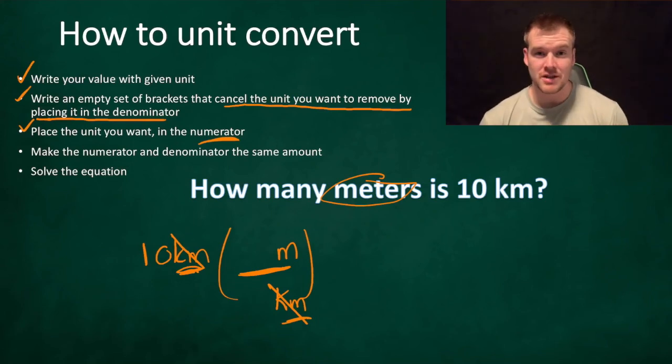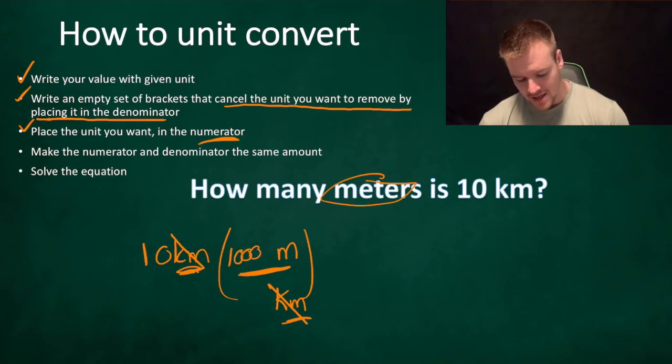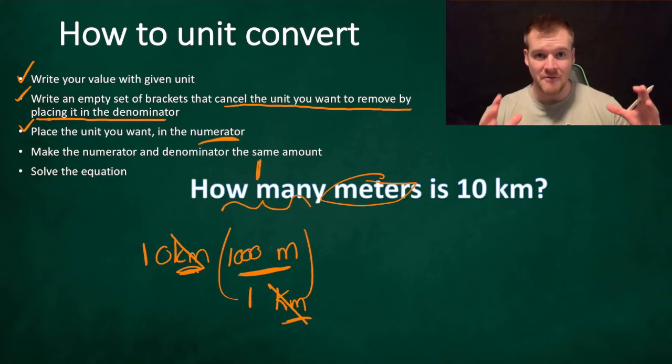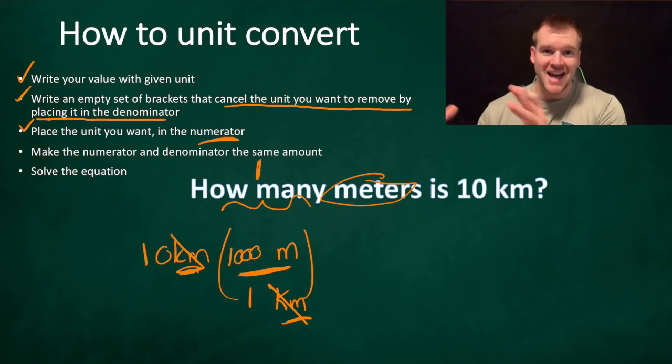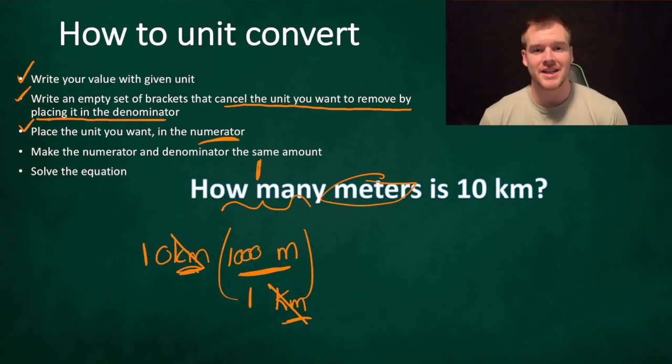And this might be the tricky part. We have to know how many meters are in a kilometer. And we know that there are 1,000 meters in 1 kilometer. That makes this whole thing in the brackets equal to 1. And I take that value, 10 kilometers times 1, and I still have the same amount. I'm just going to have it in a different unit.